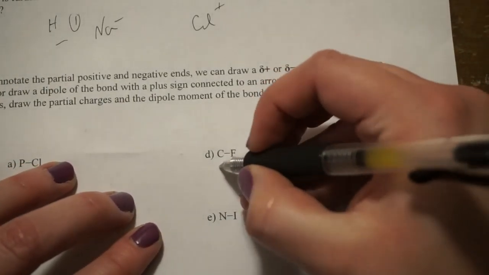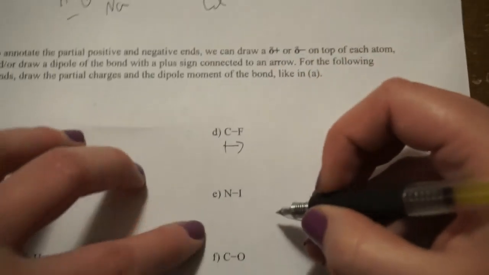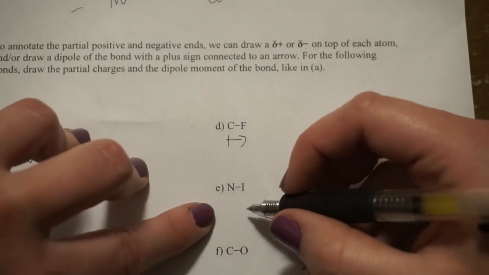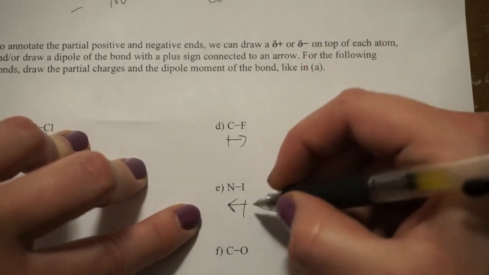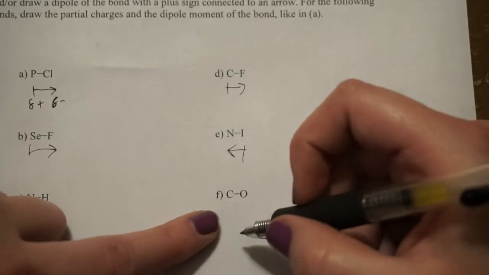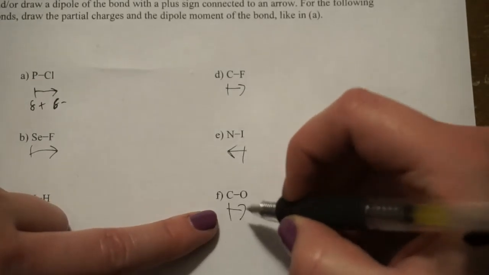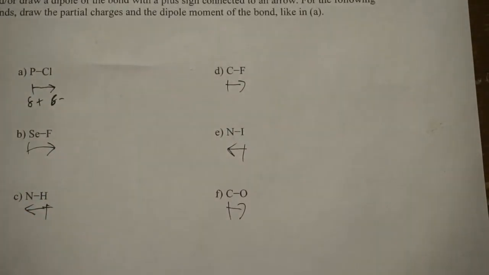Chlorine and fluorine, it goes towards fluorine because that's the most electronegative. Nitrogen and iodine, we know from the earlier question that it goes towards nitrogen. Carbon and oxygen, it goes towards oxygen. And we are done.